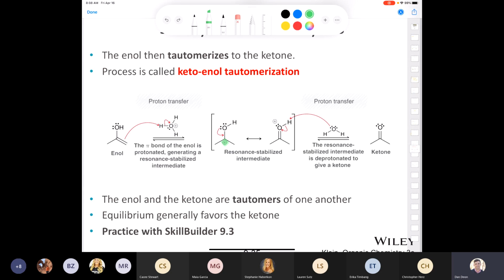Now, some more terminology here. We say that the enol and the ketone are tautomers of one another. So the process, again, is tautomerization to go from here to here, and the enol and the ketone are tautomers. You'll hear me say tautomers from time to time. And again, this is a mechanism that you must know. So know the mechanism. This will come up several times in organic chemistry. But the good news is it's just two proton transfers followed by a quick resonance structure that you have to draw, a resonance stabilized intermediate.